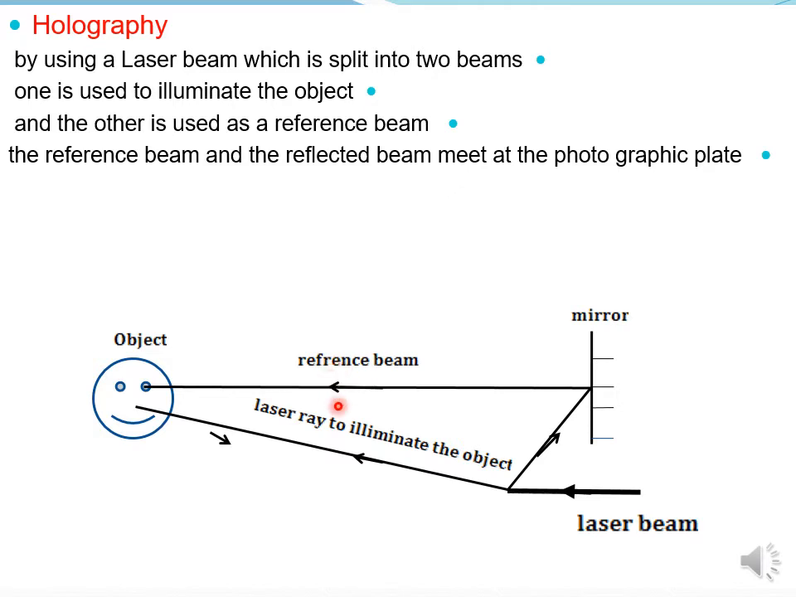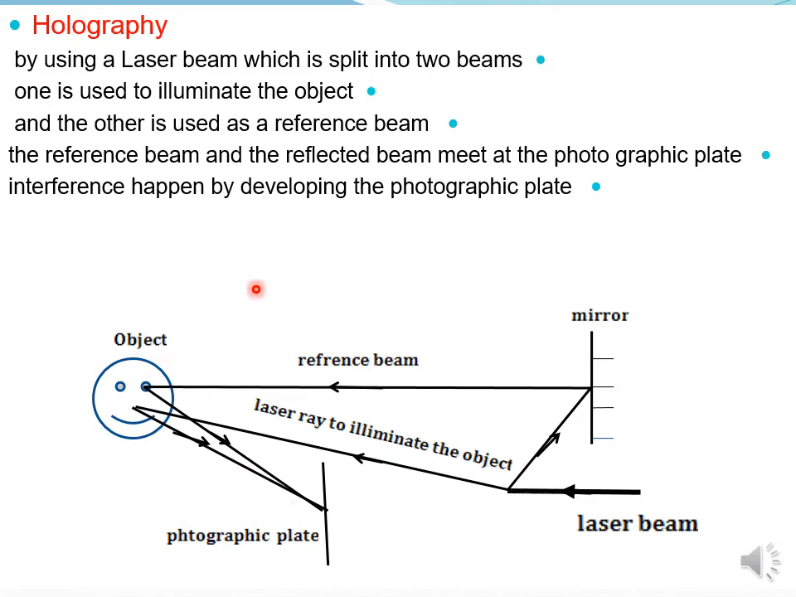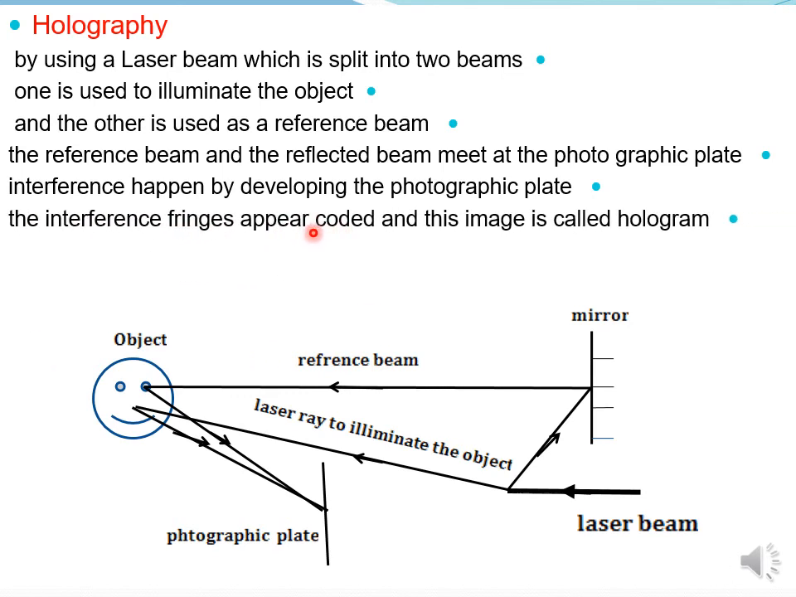طيب the laser beam used to illuminate the object and the reference beam, both of them will reflect on the object to meet at the photographic plate where they interfere. Interference happen here. By developing the photographic plate, the interference rings appear coded, and this image is called hologram.